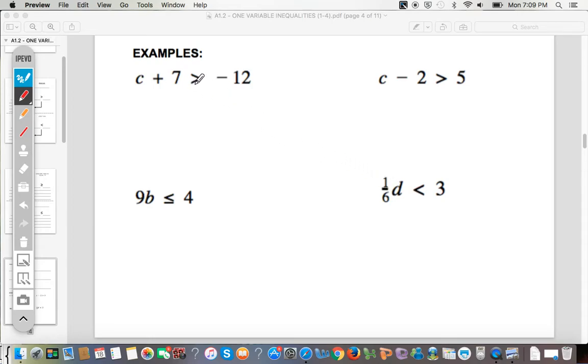So what I'm going to do to solve this one, I'm going to use the exact same process. So I'll make my t. Okay, I'll subtract 7 on both sides to get the c by itself. So I have c, and then negative 12 minus 7 is negative 19. So what sign am I going to put here? I'm not going to put an equal sign, but instead I'm just going to drop this sign straight down. So c is greater than negative 19.